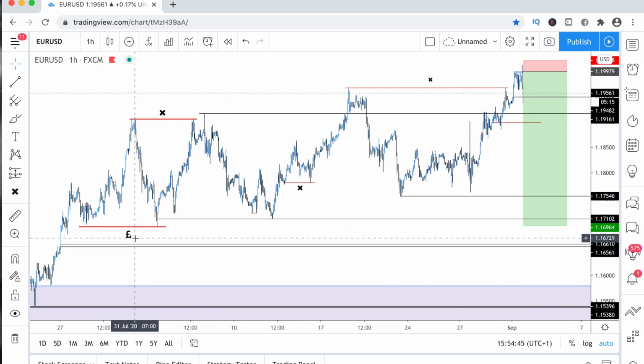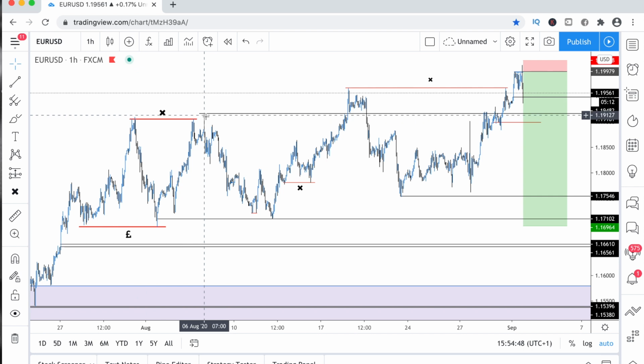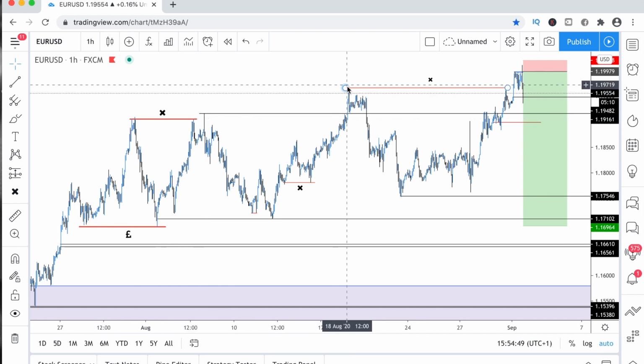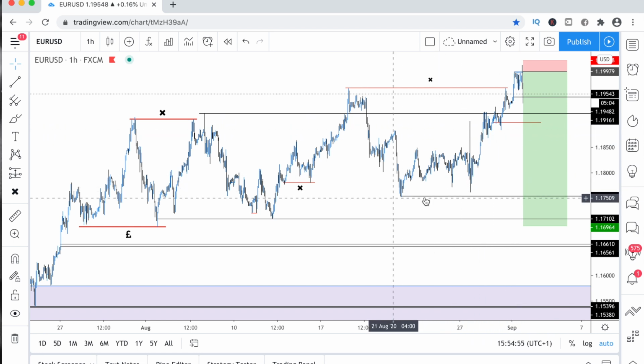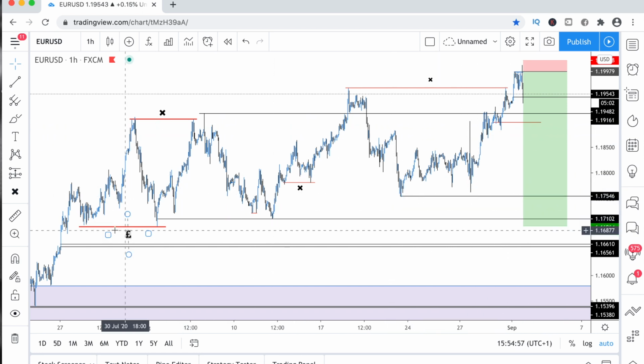There's money down here. So in other words, look at that. They snatched the liquidity above these highs. And now I'm looking for them to come and start seeking the liquidity below. So snatching this one, that one, and then potentially this one too.